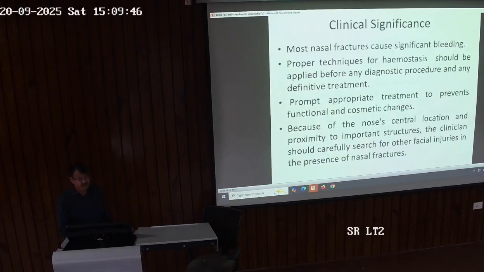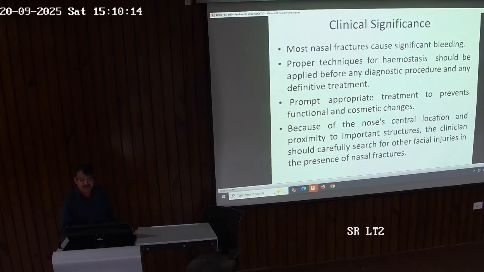Clinical significance. Most nasal fractures cause significant bleeding. Proper techniques for hemostasis should be applied before any diagnostic procedure and any definitive treatment. Prompt appropriate treatment is needed to prevent functional and cosmetic changes. Because of the nose's central location and proximity to important structures, the clinician should carefully search for other facial injuries in the presence of nasal fracture.